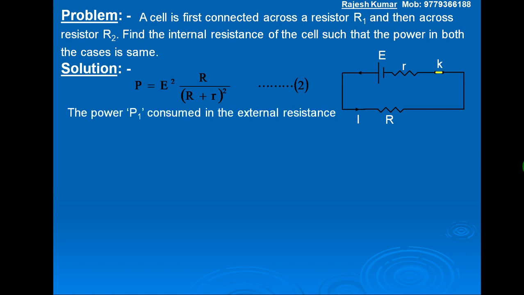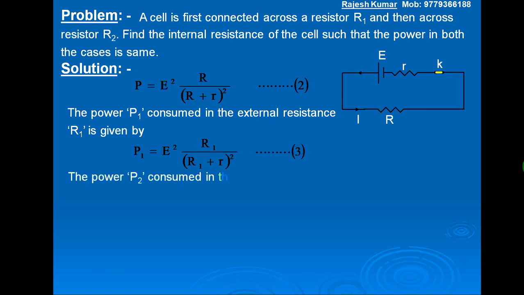The power P1 consumed in the external resistance R1 is given by P1 is equal to E square into R1 upon (R1 plus r) whole square. Let it be equation number 3. Similarly, the power P2 consumed in the external resistance R2 is given by P2 is equal to E square into R2 upon (R2 plus r) whole square. Let it be equation number 4.